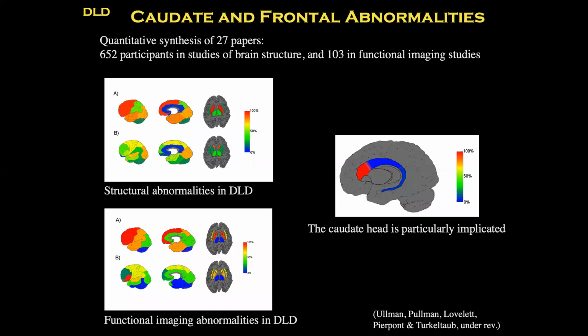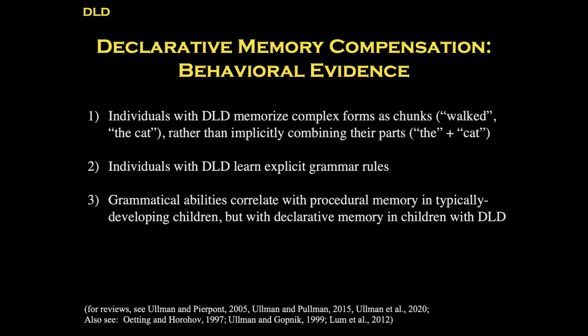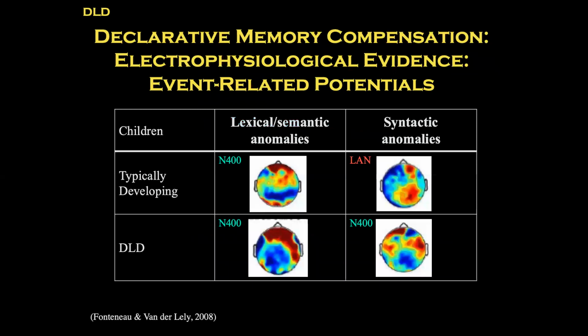Last few slides. Declarative memory is relatively normal, especially even for verbal information once you basically control for things like verbal word problems and working memory problems. I'm working faster now. And can the DLD compensate by memorizing forms like chunking, the cat, learning explicit rules? Just correlation analyses: we see that whereas in typically developing kids, vocabulary is predicted by declarative memory and grammar by procedural, in DLD both depend on declarative memory, suggesting compensation. And then finally, a similar thing with ERPs.